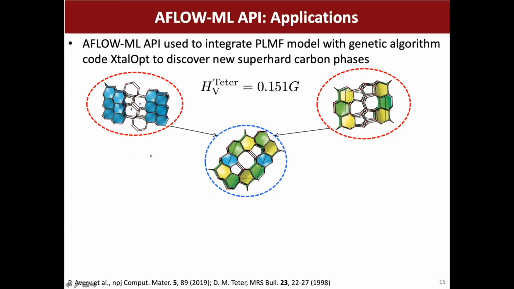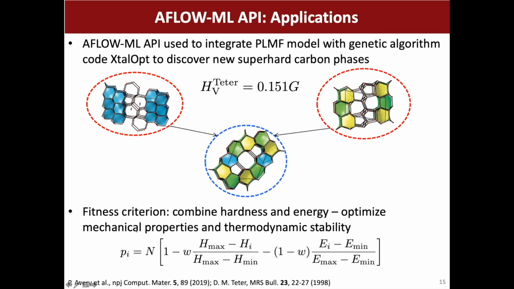So you select these based on this fitness criterion. So this is a weighted combination of the enthalpy, the hardness, and the energy. So you want the low energies and high hardness. In this case, we used this weighting. The weighting factor was a half, so it was a 50-50 weighted between the two combinations.